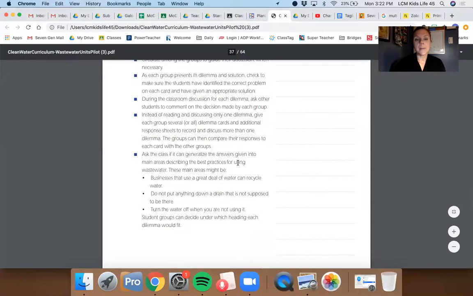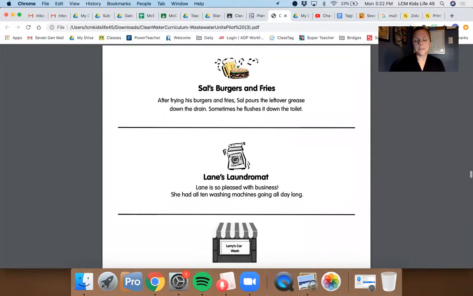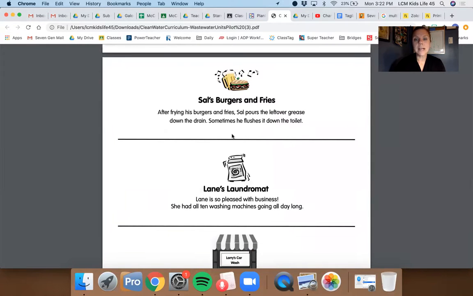I'm going to share my screen with you, and I'm going to show you what these dilemmas look like. These are the dilemma cards. Okay, so let's look at this first one. Sal's burgers and fries. After frying his burgers and fries, Sal pours the leftover grease down the drain. Sometimes he flushes it down the toilet.